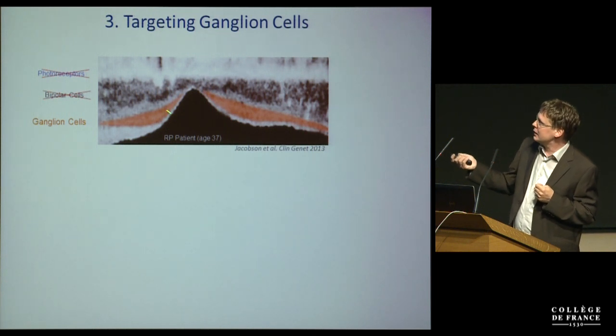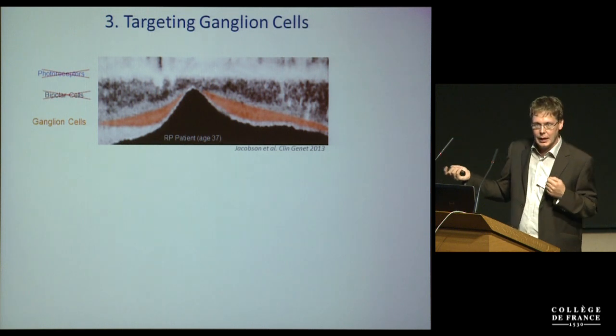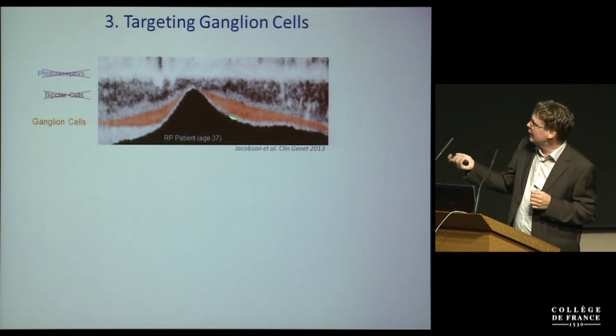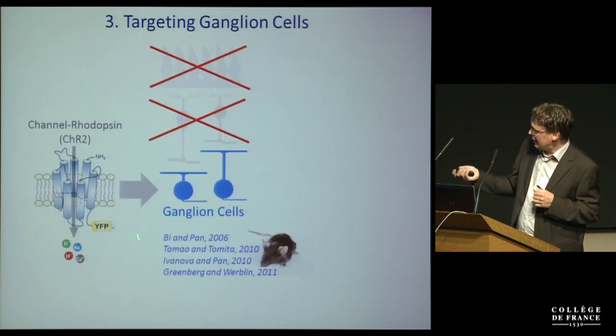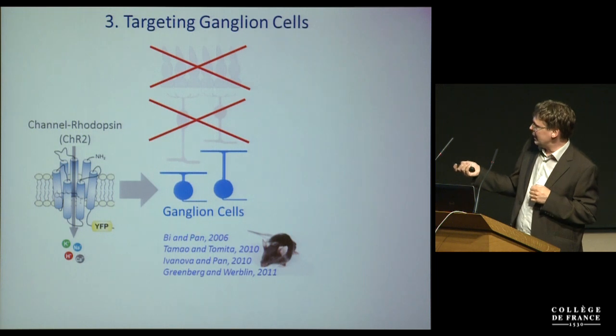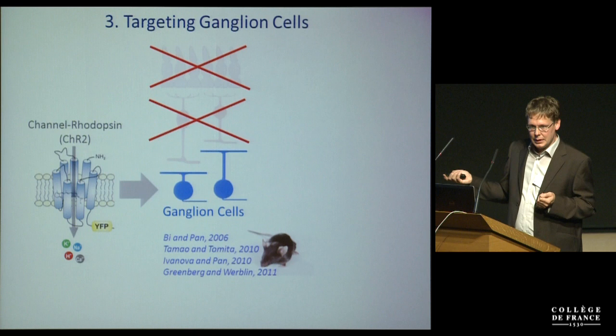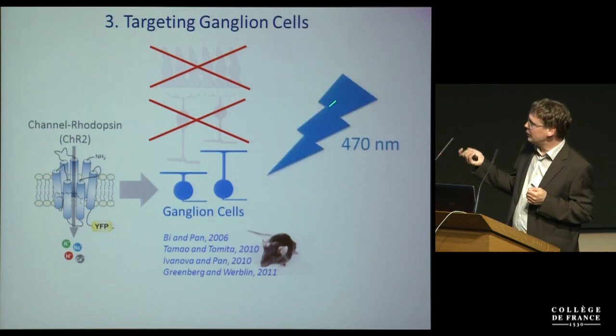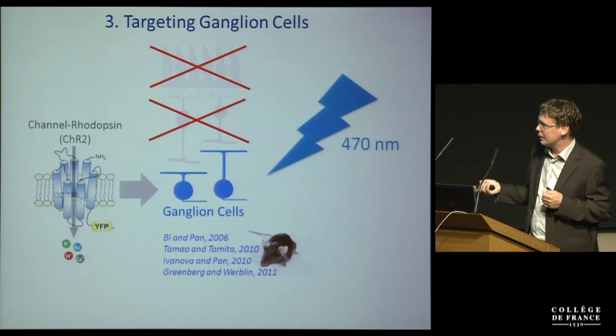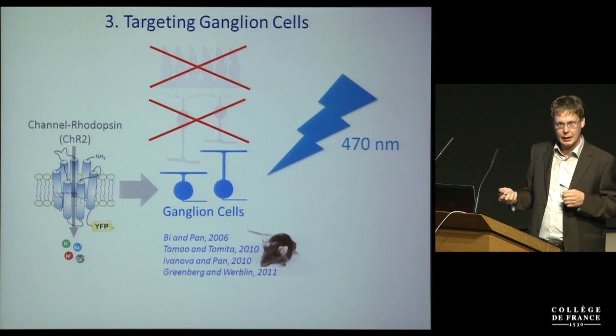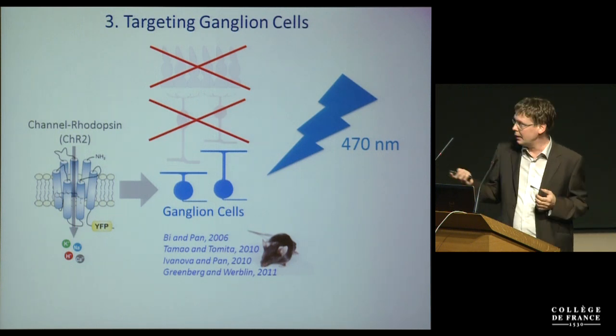So targeting ganglion cells, if you have the bipolar cell layer highly disorganized, if they are starting to get compromised. So this has been shown by many groups. The first paper was by Bi et al. And the vast majority of the papers used blue light. And as we heard before, blue light has higher toxicity compared to red light.